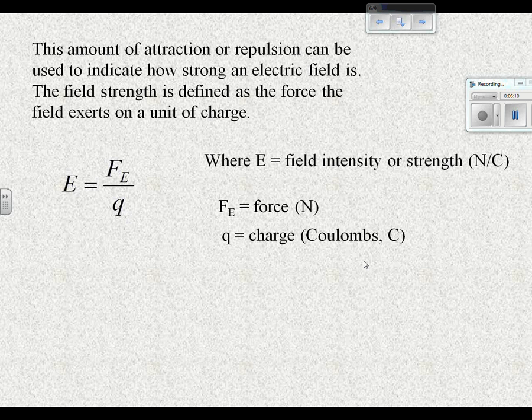What about a coulomb? How big is a coulomb? Anybody know? Of course not. Nobody knows anything about this. No, it's not 2 liters of milk.